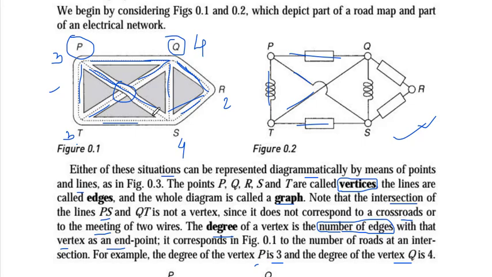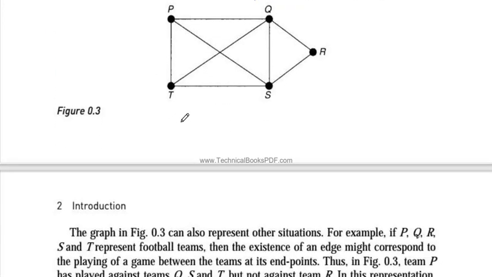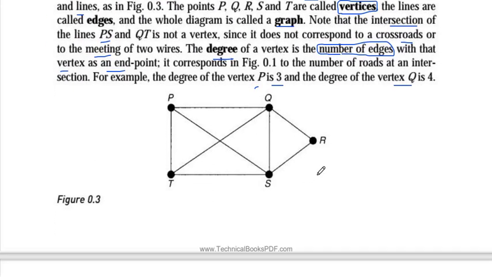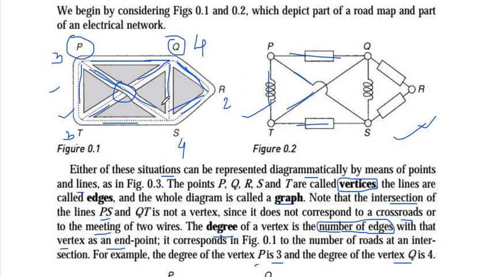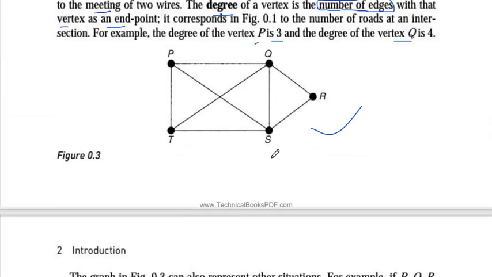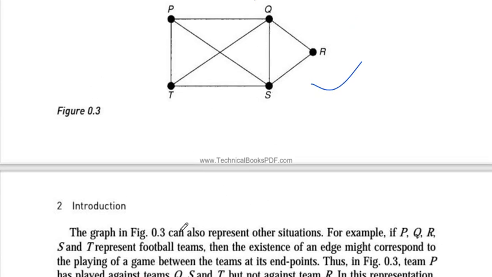So in this part we have discussed 4 definitions: vertices, edges, the whole diagram called a graph, and degree of vertex. Now these two graphs we can also represent like this. This is the same graph, but not with the road network and electric network. P, Q, R, S, T.